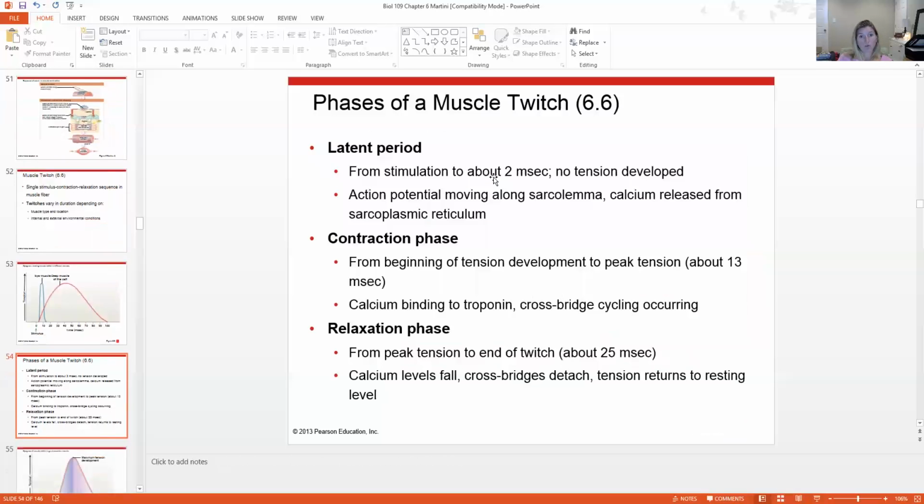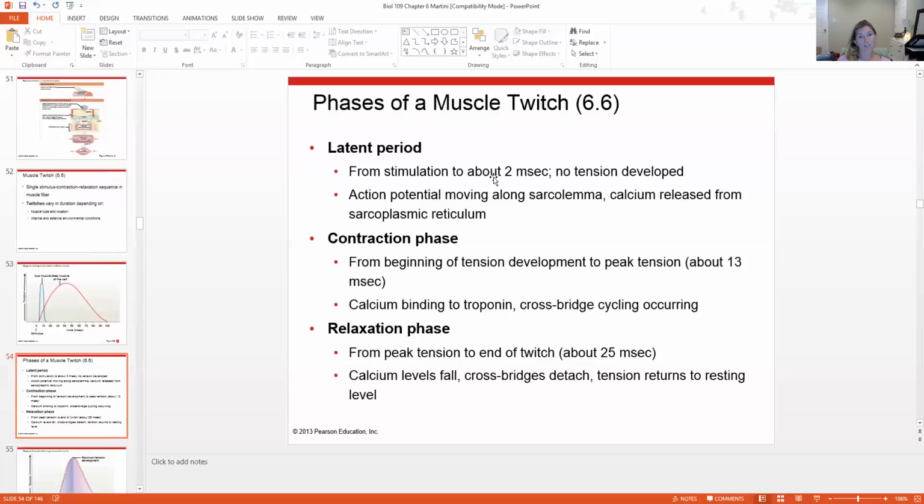There are phases to a muscle twitch. There's a latent period, there's a contraction phase, and a relaxation phase. The latent period is where no tension develops. This is kind of the calm before the storm. This is when the tension is going to start getting ready to happen, as that action potential is moving down that sarcolemma and the calcium is being released. So it's not quite tension producing yet.